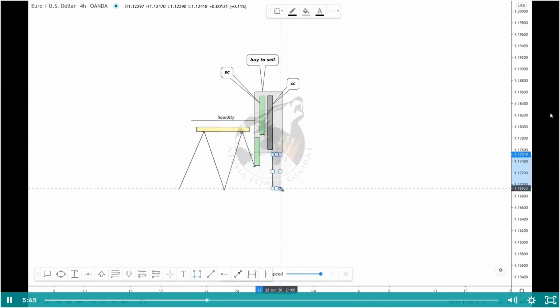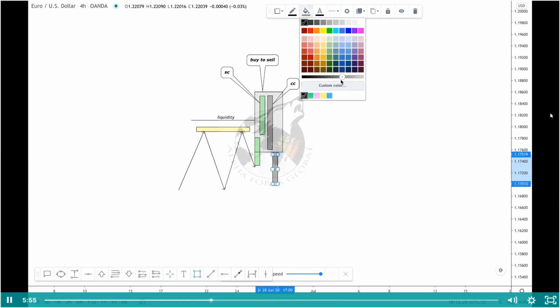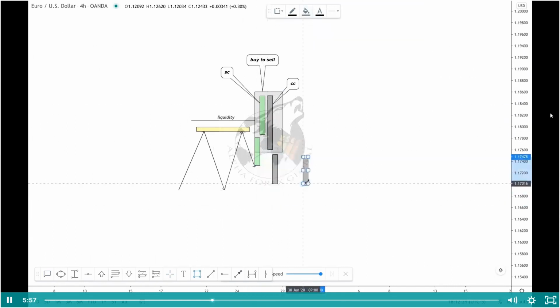So the market would push down most of the time. It can retest immediately or it can retest after. But let's do one where the market came back to retest.